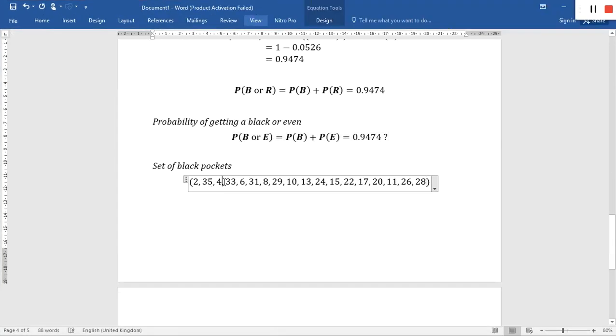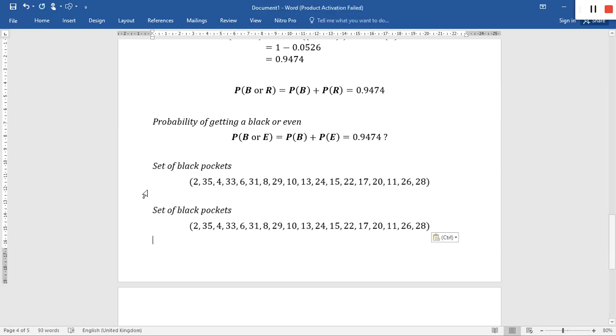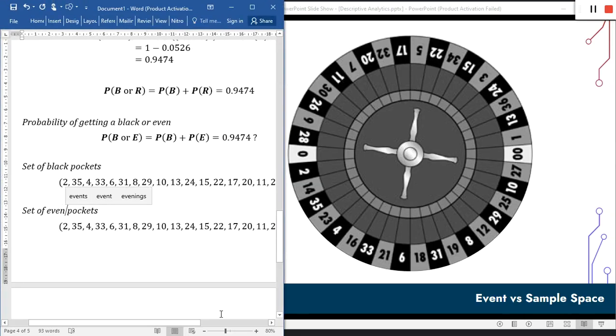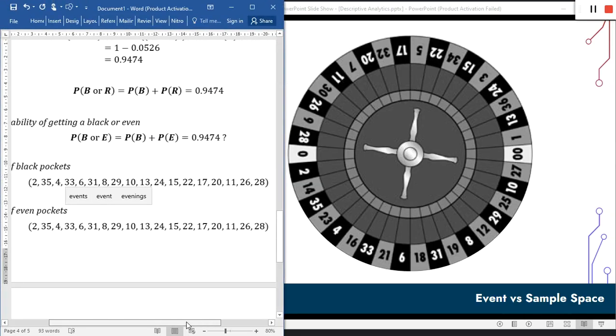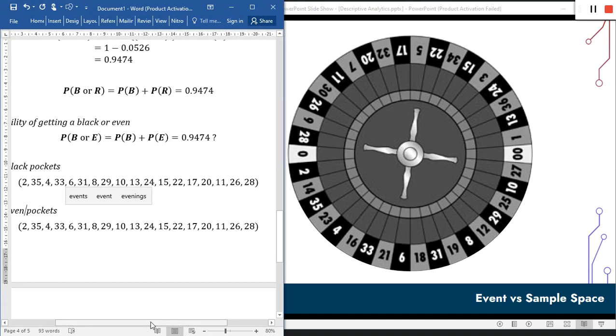Okay, so we should be able to verify that we have 18 numbers here. So we have 6, 9, 12, 15, 18. So that's very good. So we have 18 numbers there. Now let's check the set of even pockets. So the set of even pockets now, let's continue that count. So all even numbers, whether they are black or white, apart from 0 and 00, which are green. So let's run the count again.